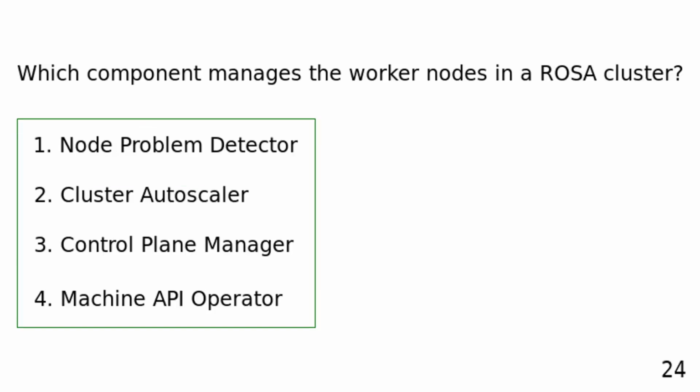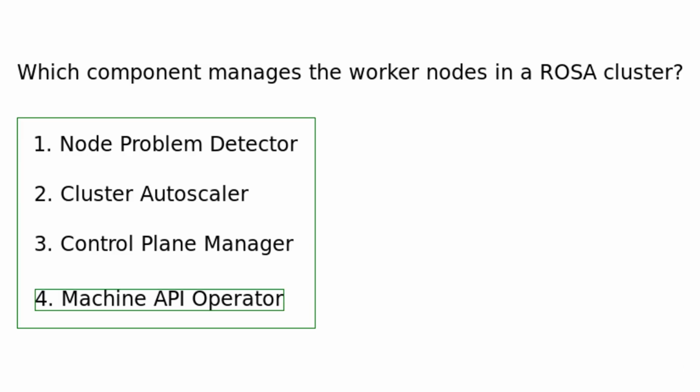Which component manages the worker nodes in a ROSA cluster? Node problem detector. Cluster autoscaler. Control plane manager. Machine API operator. The machine API operator in ROSA manages the lifecycle of worker nodes, including provisioning, upgrading, and scaling.